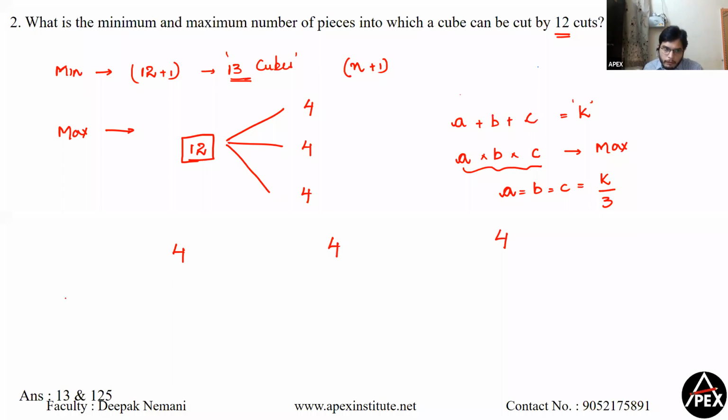So the total number of identical cubes will be 4 plus 1. Please don't forget to add 1 here. Into 4 plus 1, into 4 plus 1. So those who have sent me the answer as 64, I can say that they forgot to add this one. Yes or no?